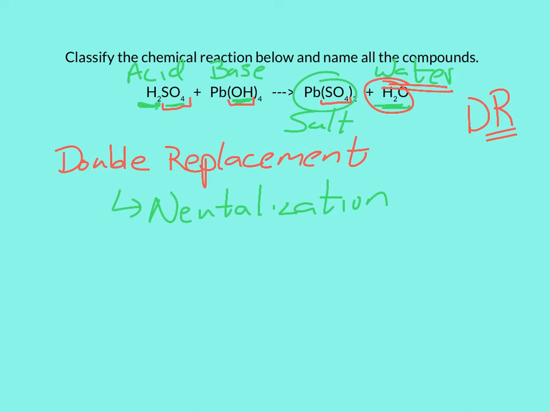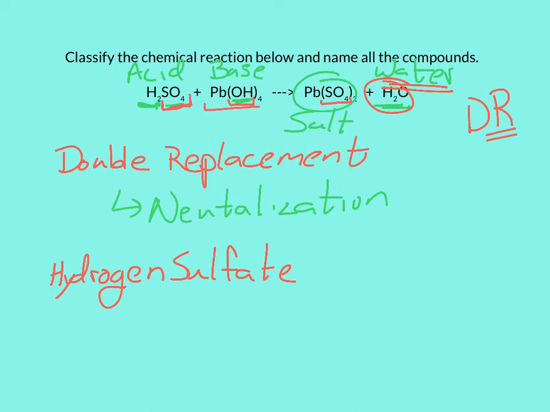So H2, this is ionic, so I'm going to name the first part hydrogen. And then SO4, well, I'm going to have to go to my periodic table, common polyatomic ion chart, and I need to find SO4. And if I grab mine and look at SO4, that is sulfate. So that first compound, the acid, is hydrogen sulfate.